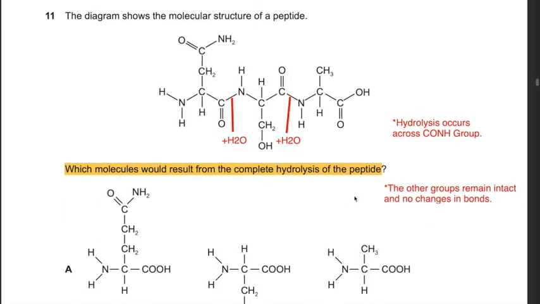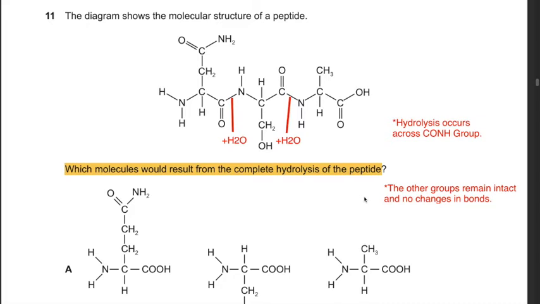Question 11. Diagram shows a molecular structure of a peptide. Which molecules will result from the complete hydrolysis of the peptide? Hydrolysis occurs across the C double bond O single bond NH group, and there will be no other changes to the other groups, and hence the other groups remain intact as no changes in bonds.